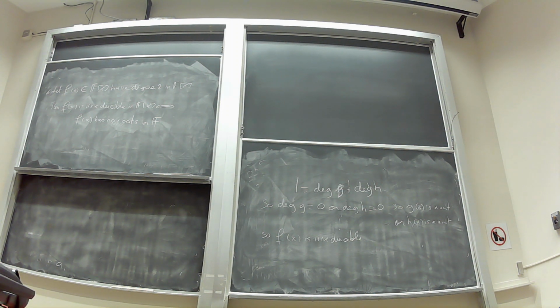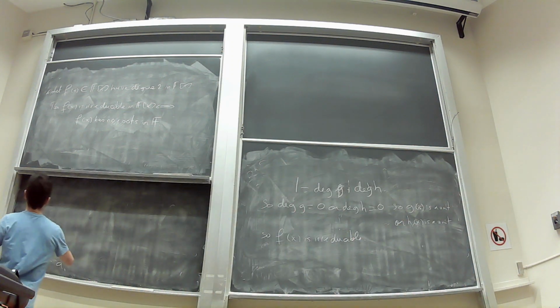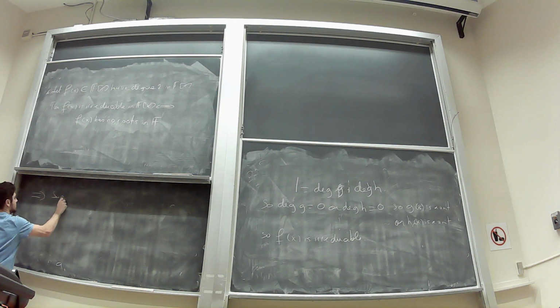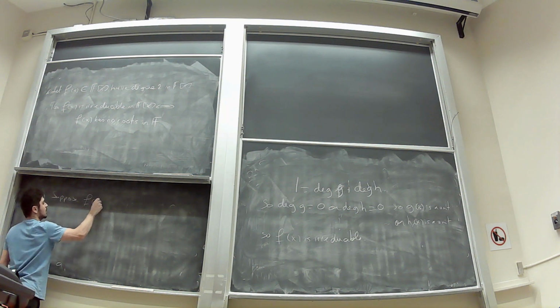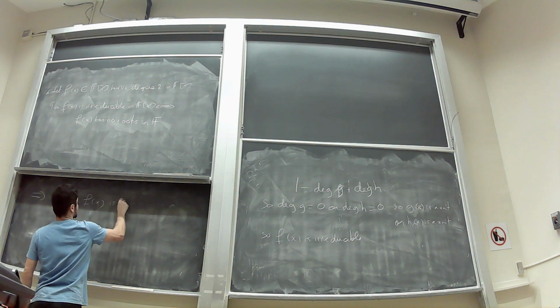Are we following, or it's a bit fast? No, it makes sense. Are we following? Yes. Yeah. So let's do it. Which way do you want to go first? Let's go like that first. So suppose f of x is irreducible. I mean, this holds true for any polynomial greater or equal to 2. Is irreducible.